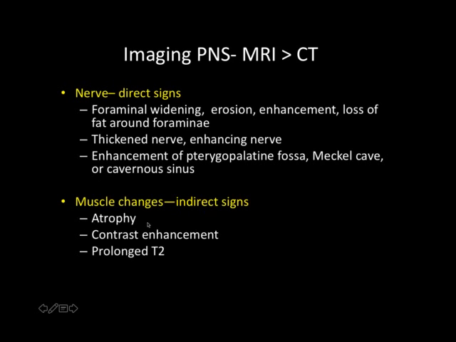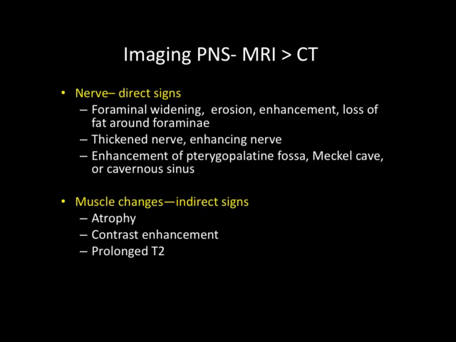Late signs are atrophy, contrast enhancement and prolonged T2 hyperintensity. What happens is, once there is denervation, the muscles undergo denervation changes and then there is pseudohypertrophy; these muscles will be hyperintense. In the initial phases, they'll enhance more. Once they undergo complete atrophy, they'll stop enhancing. So these are the indirect signs.